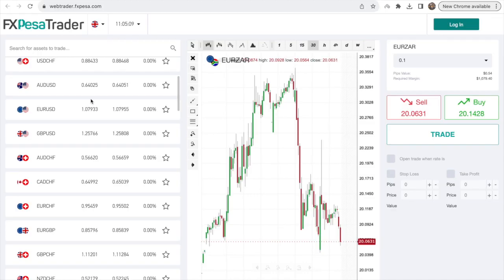So which pairs are good in terms of liquidity, which pairs are good in terms of volume, which pairs also give a nice volatility that can make you good money, good moves.